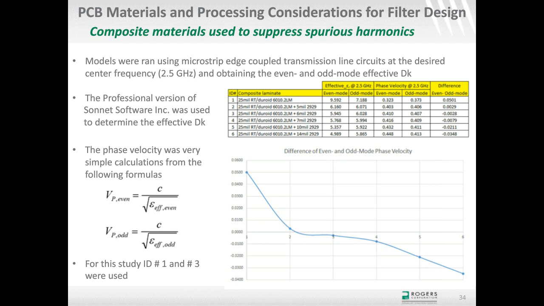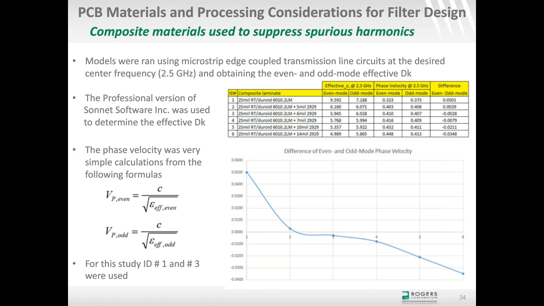And then ID3 is the construction I just described on the previous slide, where it's 25 mil thick high decay material and 6 mil thick low decay material. And it gives me a pretty close match to phase velocity. And actually ID2, if you look at the data, is pretty close as well.